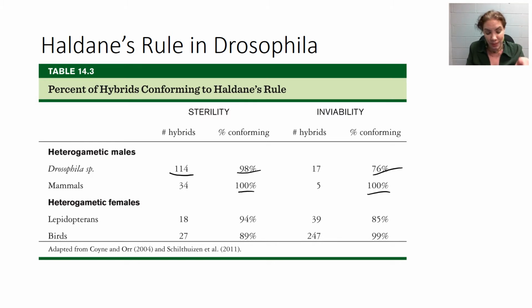When you switch over and look at butterflies and birds, the lepidopterans and birds, they had fewer hybrids. When they looked for sterility, it was 94% of the time in butterflies, 89% of the time in birds. The heterogametic individual, in this case the female, had the reproductive disadvantage. In terms of viability, Haldane's rule was confirmed in 85 to 99% of those cases as well. So Haldane had definitely discovered something kind of cool. Our sex chromosomes carry really mission critical genes, and if you try to crossbreed between different species, something doesn't work well in that system.